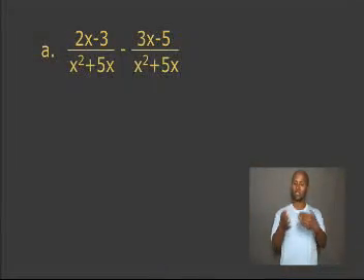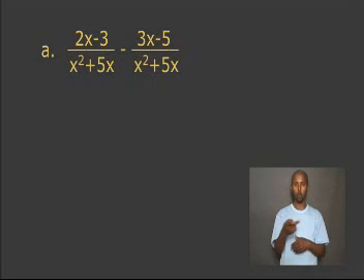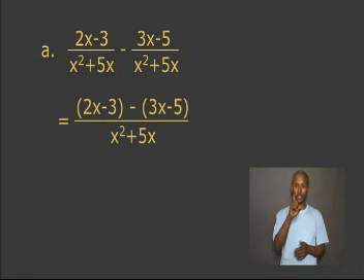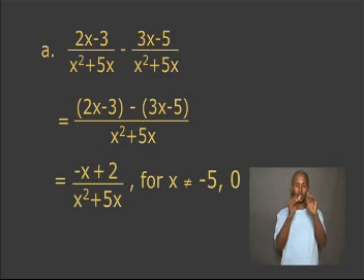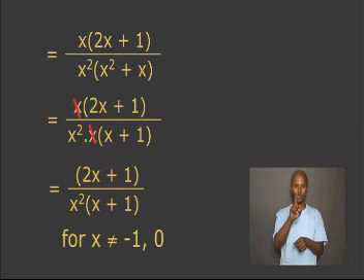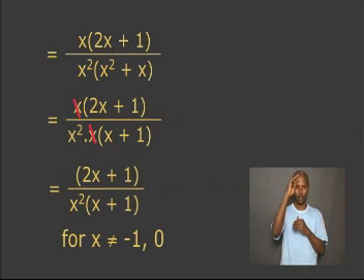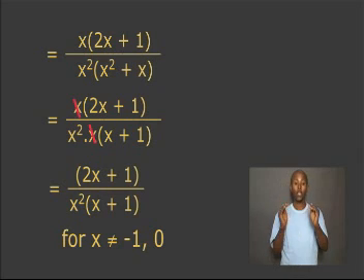The first operation is simple because both terms have the same denominator. 2x minus 3 minus 3x minus 5 equals negative x plus 2 is 2x plus 1 over x squared times x plus 1, for x cannot equal negative 1 or 0.